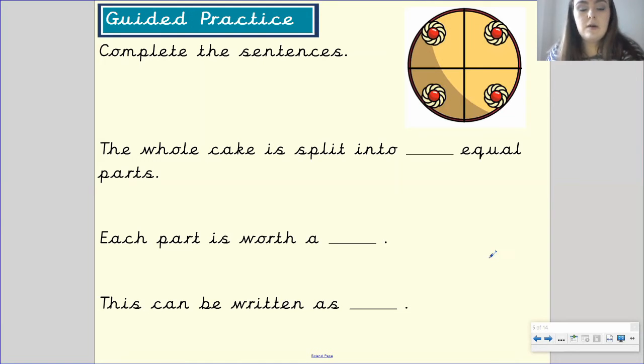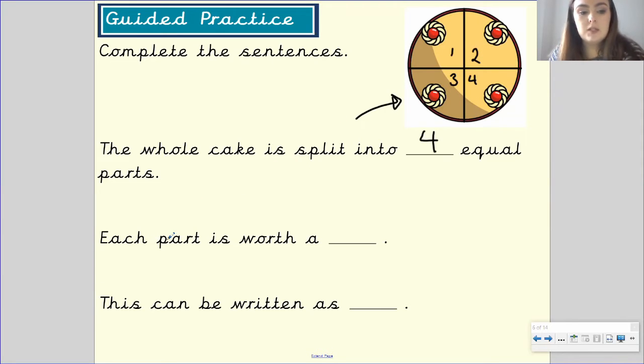Okay, now let's have a go at completing these sentences below. The first sentence says, the whole cake is split into something equal parts. So let's have a look at our cake here. We can see it's been split, but let's count and see how many parts it's been split into. So 1, 2, 3, 4. So the whole cake has been split into how many equal parts? 4. Well done. We've got 1, 2, 3, 4 equal parts in our cake.